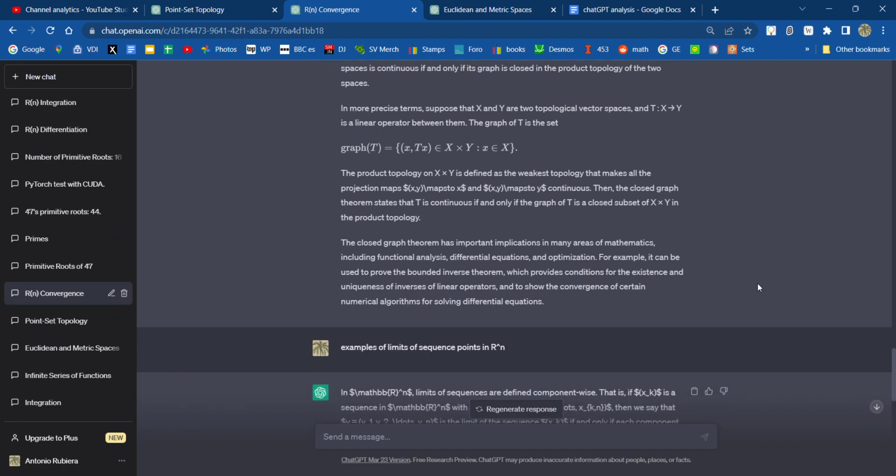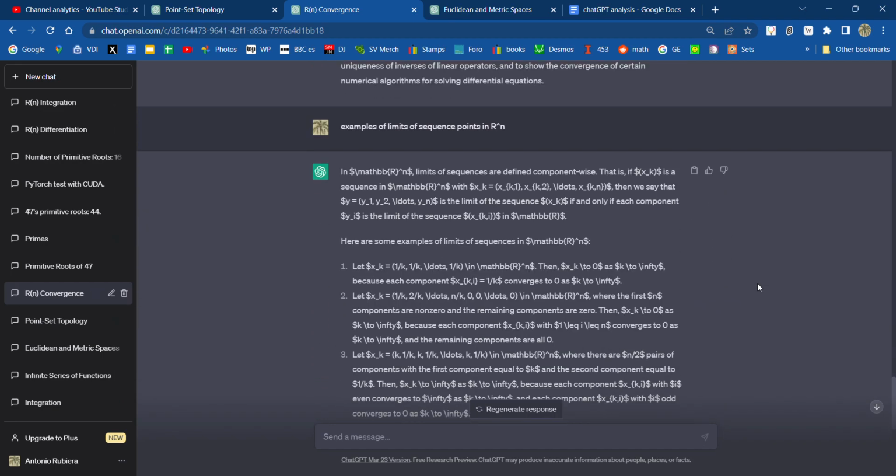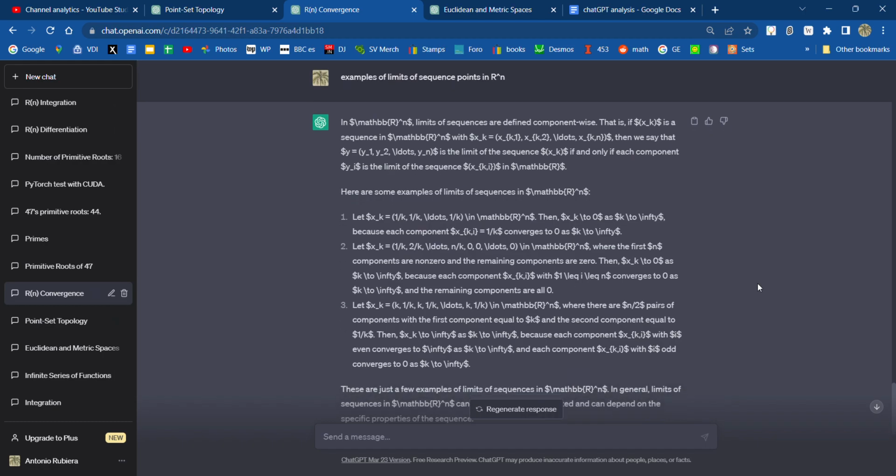Yeah, so to be revisited. Examples of limits of sequence points in R to the n. And here it goes into a bunch of raw LaTeX, which is very difficult to read. This happens in some of the answers, and I'm looking forward to when that doesn't happen in the future. And I'm sure somebody at OpenAI will figure that out.